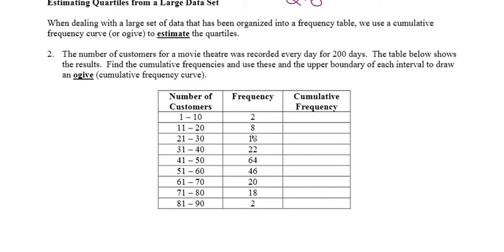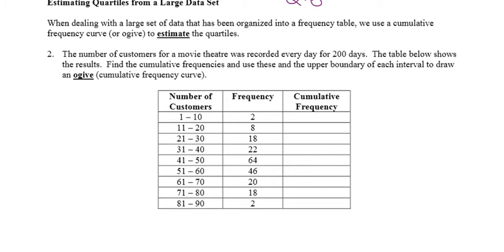Now, what do we do if we have a large data set? When dealing with a large set of data that's been organized in a frequency table, we use what's called a cumulative frequency curve, or ogive. Definition of ogive: it's a cumulative frequency curve to estimate the quartiles.